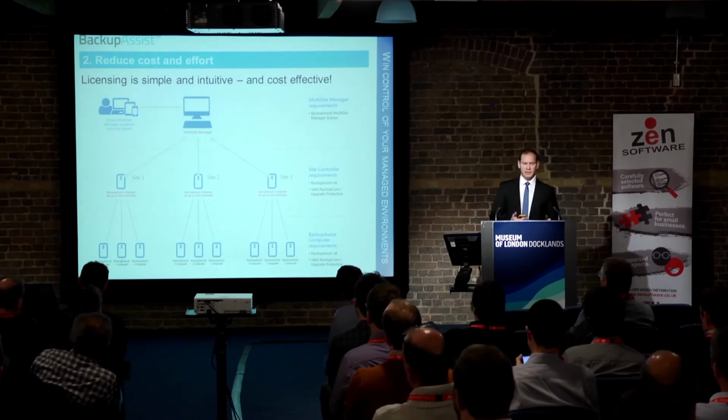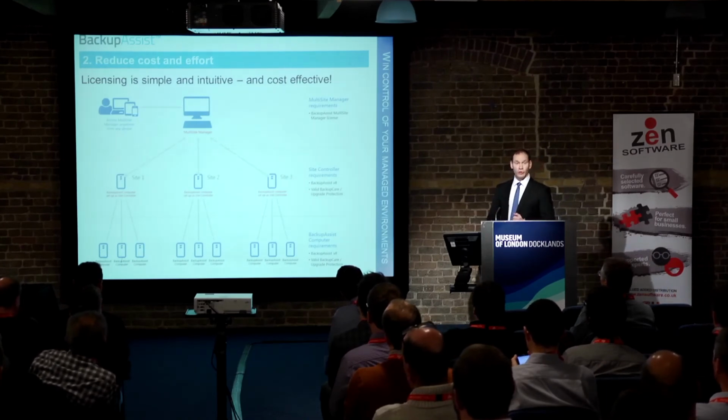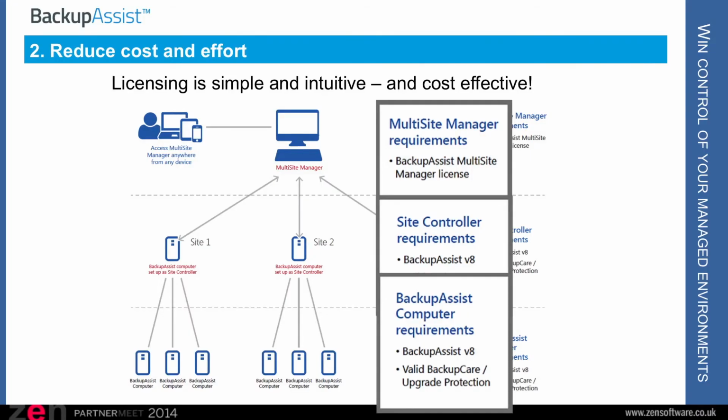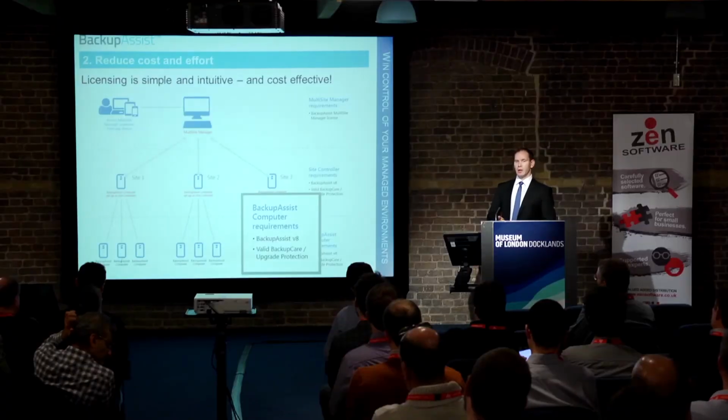Now, I've mentioned how easy it is to set up the environment and a bit about the licensing, but I want to concentrate on the licensing now. So for licensing, there's just two things to remember. First is the Multi-site Manager has its own installer and its own subscription license. And two is all the BackupAssist machines being managed obviously need BackupAssist with its own license, but they also need to have BackupCare or upgrade protection as sometimes called. So it needs to have a valid BackupCare subscription for all the BackupAssist machines, including the site controllers. So just two things.